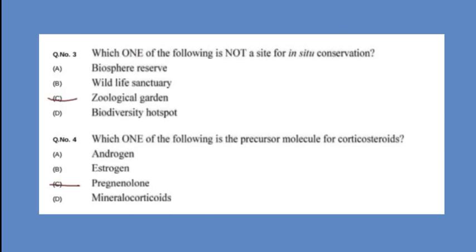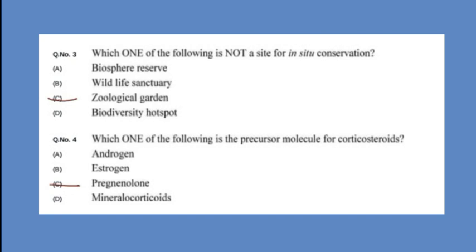Then the next question: which one of the following is not a site for in situ conservation? In situ conservation means the conservation of a species in its natural habitat, and the maintenance and recovery of viable populations of a species in their original place. Examples of in situ conservation are biosphere reserves, national parks and wildlife sanctuaries.